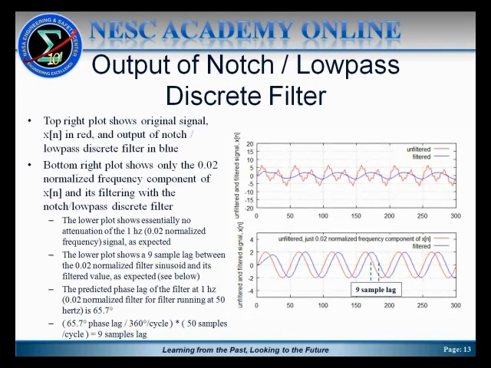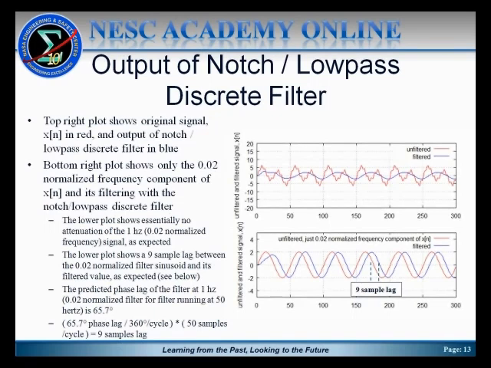Now for just this one discussion here, I'm going to go back and I've rebuilt the signal X sub n, where now it contains only the 0.02 normalized frequency component. That is only the 1 hertz data. So just for illustration purposes, I'm going to rebuild X and go back and repeat the steps that were shown on the previous slide.